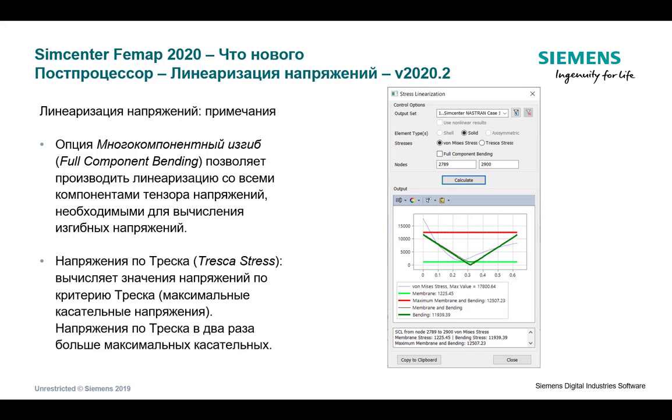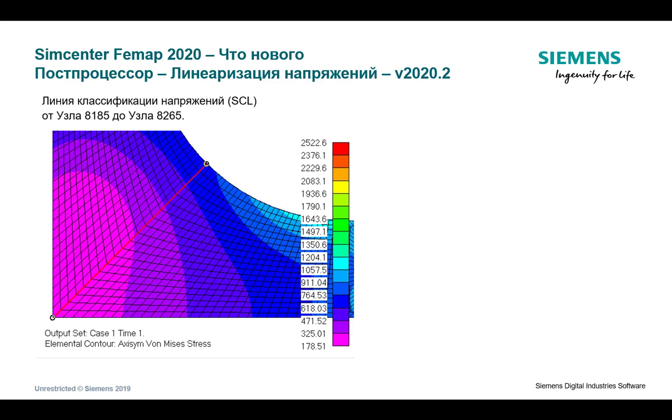Just a few notes: full component bending option allows you to process the linearization with all components of the stress tensor considered for the bending stress calculations. And for the Tresca stress criteria, this calculates a Tresca failure criterion stress value, which is based on the maximum shear stress. The Tresca stress calculated by the tool is 2 times maximum shear.